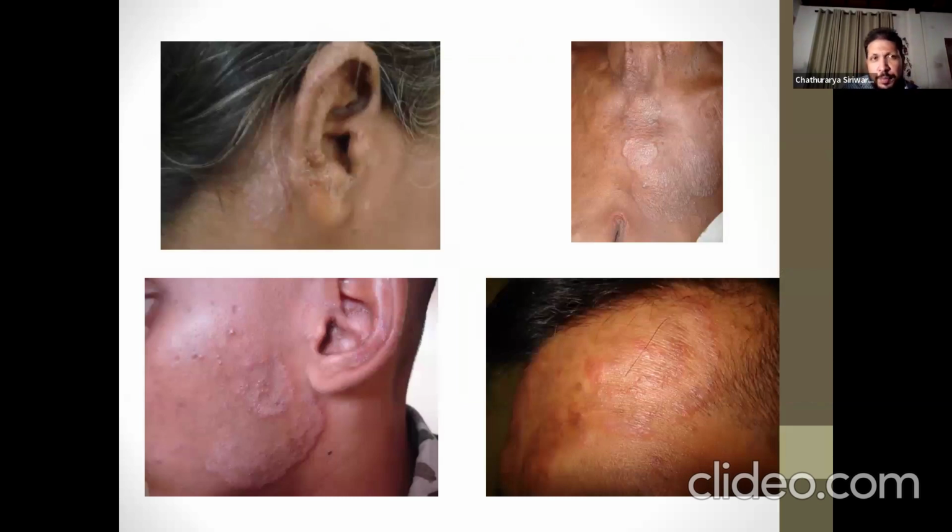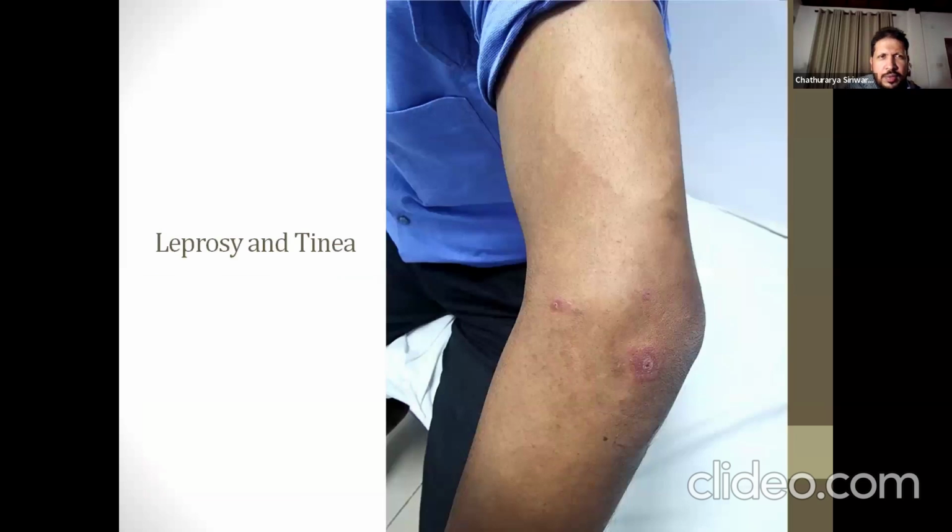Tinea also can involve the earlobes. So again, another tricky area. And earlobes may not be that itchy as well. And they can coexist. So this patient came to us with an itchy rash on the forearm. You can see the red patches, which are due to tinea, but we noticed him to have a hypopigmented anesthetic patch in his arm, which is actually leprosy. So both can coexist as well.